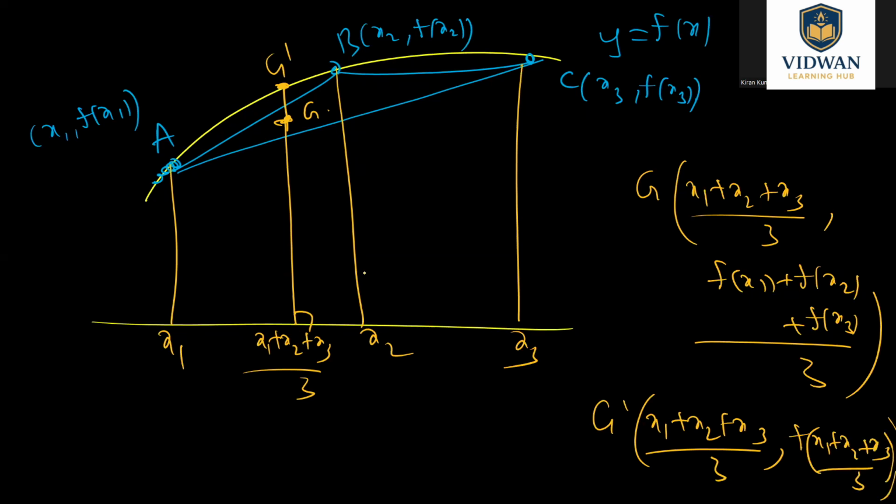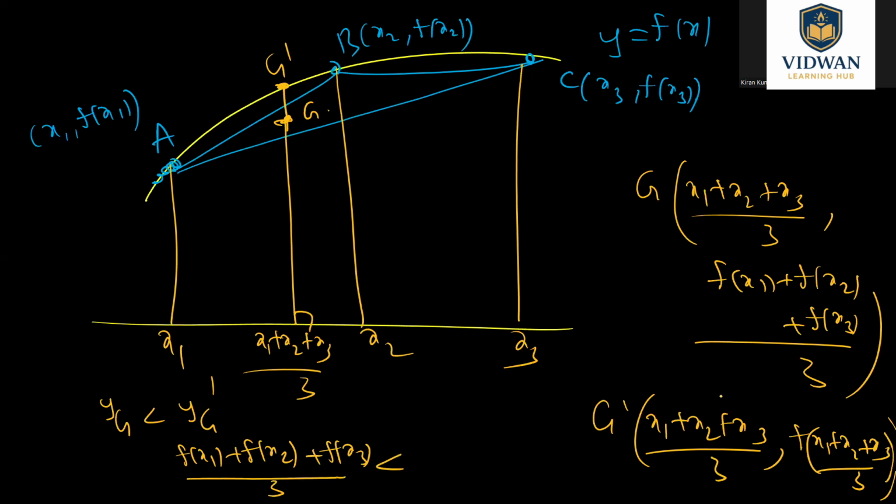Again, which point will have the greater y coordinate, G or G dash? Yg will be less than yg dash. And if ABC coincide, these two can coincide, but if they don't coincide, it is only less than. So yg will be f of x1 plus f of x2 plus f of x3 by 3, less than yg dash, which will be f of x1 plus x2 plus x3 by 3.